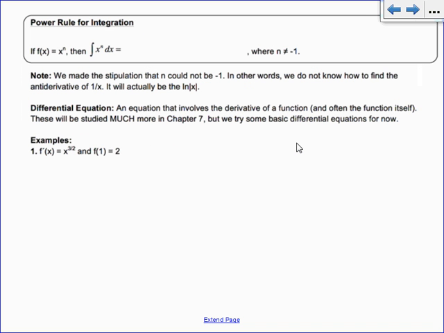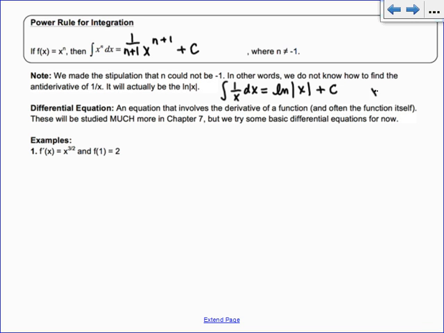We've talked about that. We talked about the power rule. If I have the integral of x to the n, it ends up being x to the n plus 1 with a 1 over n plus 1 out front. But we do make the stipulation that n cannot be negative 1. In other words, we don't know at this point how to find the antiderivative of 1 over x. If I have that, it's actually equal to the natural log of the absolute value of x, plus C, of course. And we'll talk about that later on. But that's one thing that will not work.